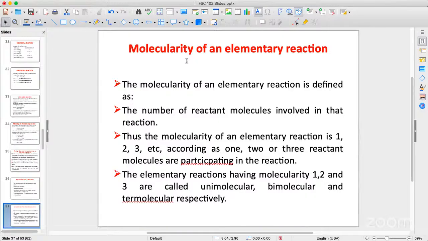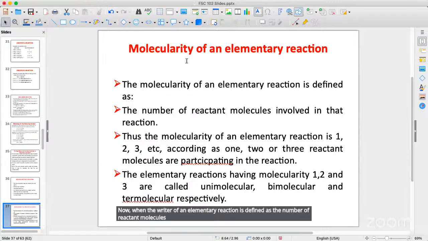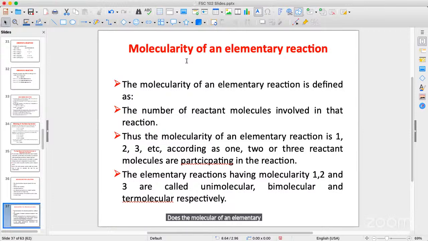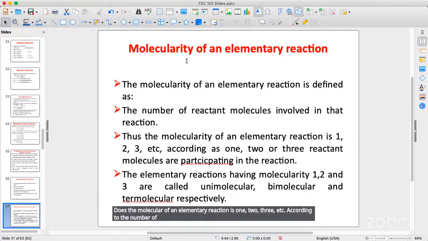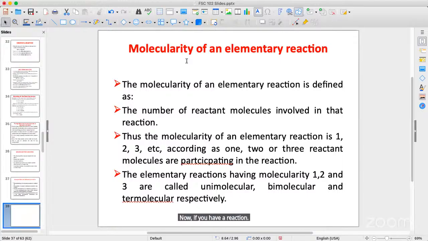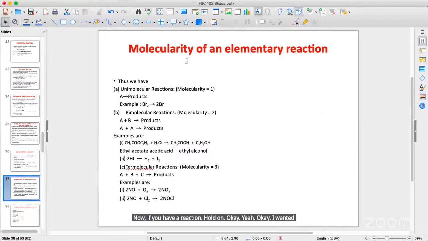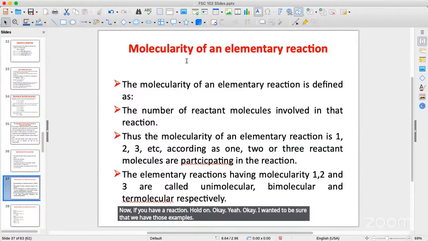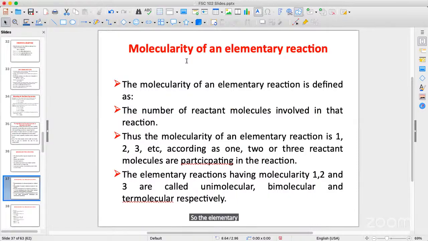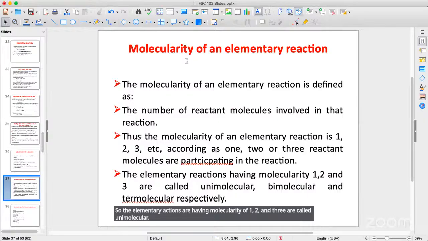The molecularity of an elementary reaction is defined as the number of reactant molecules involved in that reaction. Thus, the molecularity of an elementary reaction is 1, 2, 3, etc., according to the number of participating reactants. The elementary reactions having molecularity of 1, 2, and 3 are called unimolecular, bimolecular, and termolecular respectively.